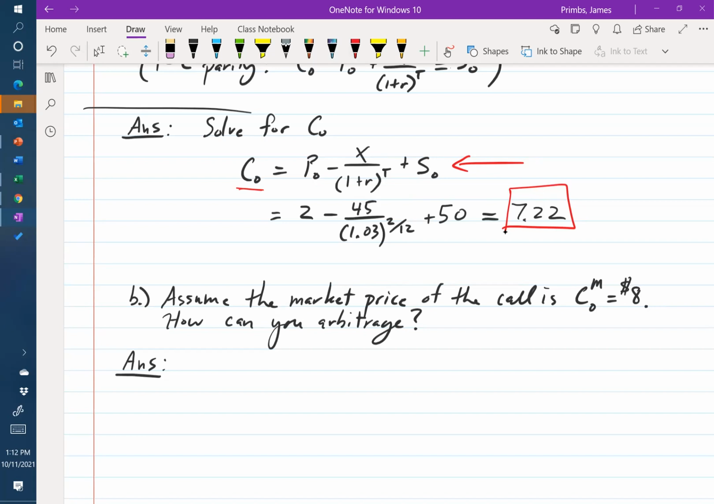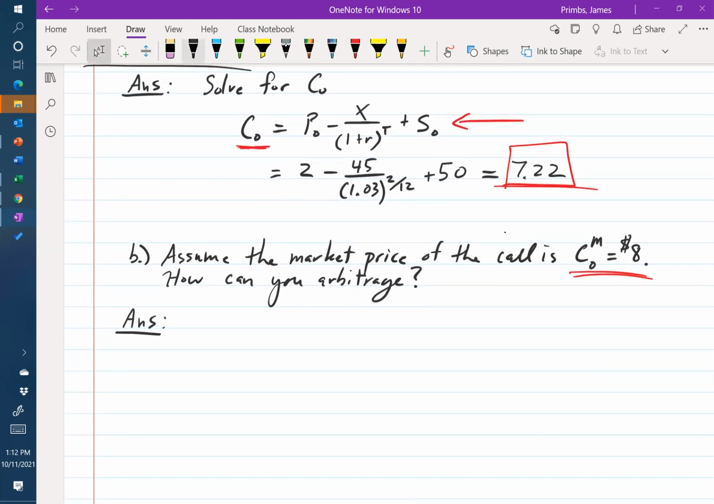And put call parity says I can synthetically create a call for how much? $7.22. That's what it's telling me. Synthetically, I want to create a call, and it's going to cost $7.22. Now I go look in the market. If I just want to straight out buy a call, how much is it going to cost? $8. There's a mispricing. How do I take advantage of this mispricing? What's my arbitrage strategy?